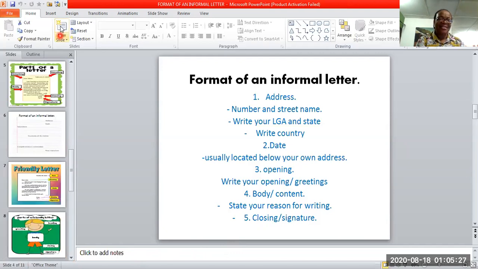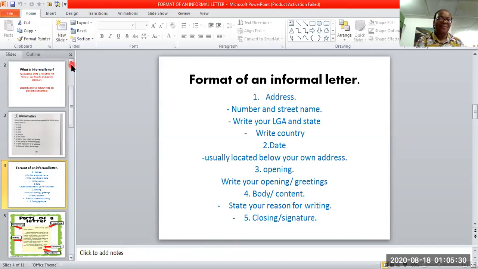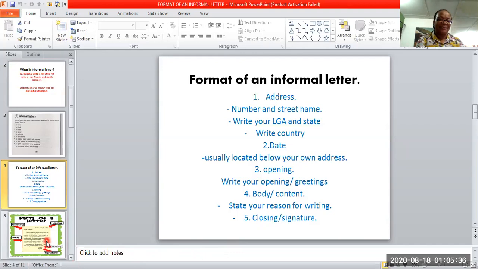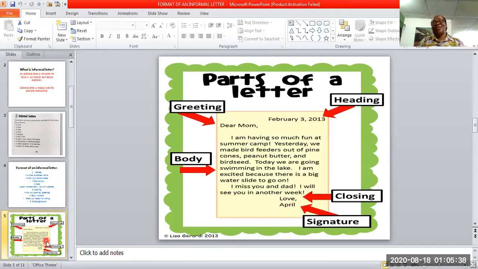The next slide has something interesting for us. So let's see what the next slide has. The next slide is still talking about parts of a letter. We have the heading. There's a heading in every letter. The heading, you can see where it is, the far right hand side. Yes, the heading will constitute your address and your date.